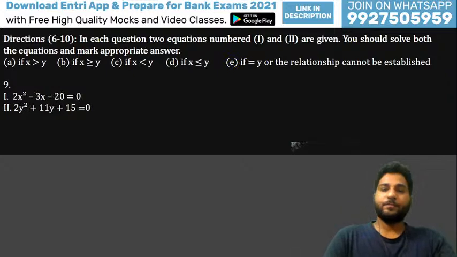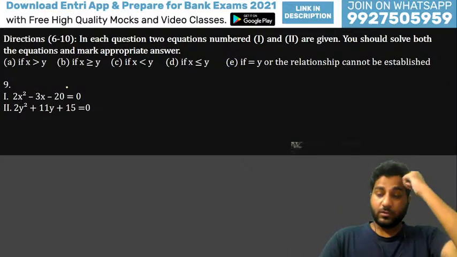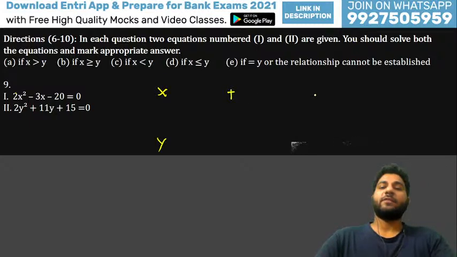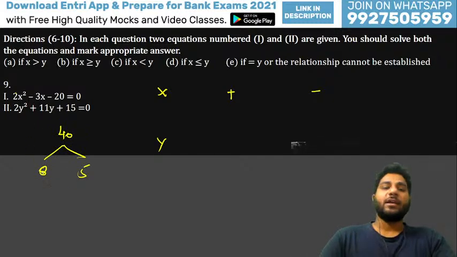Next one must be done carefully. Okay, look at this. 2 into 20, 40, and minus minus suggests that one root will be positive and the second will be negative, but the positive number must be the larger one. Look at this. 40 means 8 and 5. Why 8 and 5? Because the subtraction of 8 and 5 will come as 3.